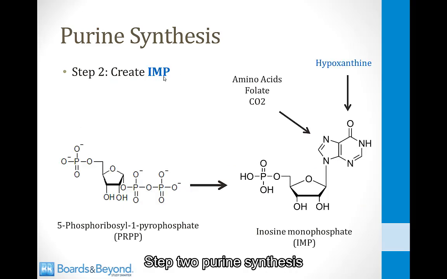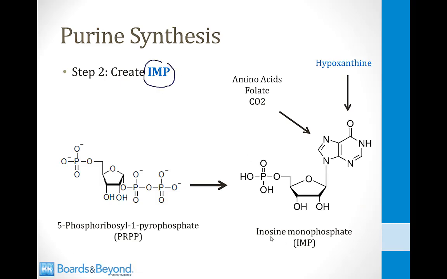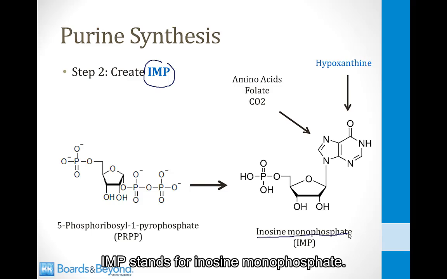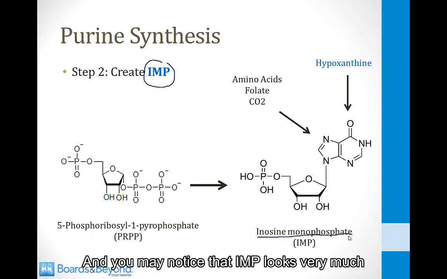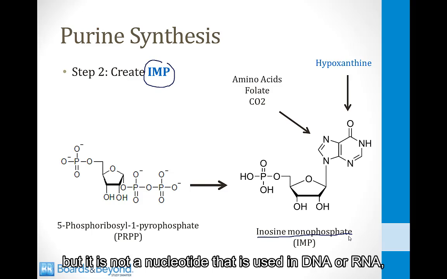Step 2 in purine synthesis is to create a very important molecule called IMP. IMP stands for inosine monophosphate, and this is the chemical structure of IMP on the right side of the screen here. You may notice that IMP looks very much like a nucleotide, and that's because it is a nucleotide, but it is not a nucleotide that is used in DNA or RNA.